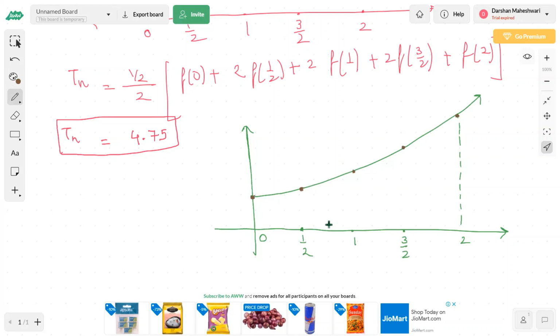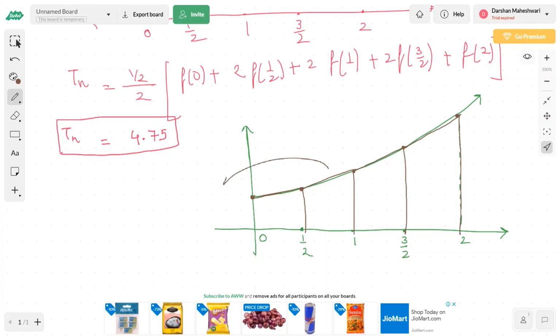Now, in the earlier 3 cases, we were making rectangles, but now we are interested in trapezoids. So in a trapezoid, what we do is we join all these points. So first with second, second with third, third with fourth using a straight line, fourth with fifth, and then we drop a straight line down.